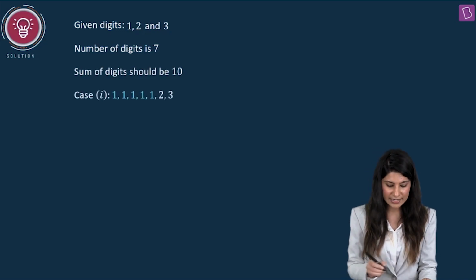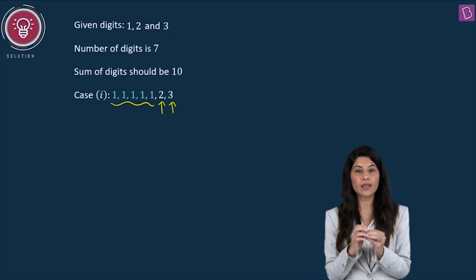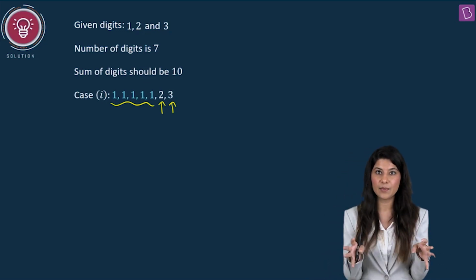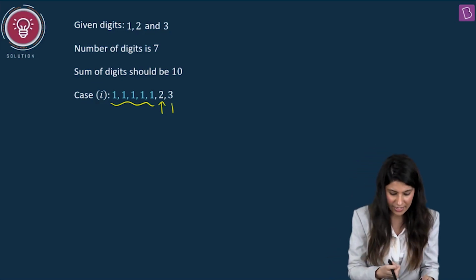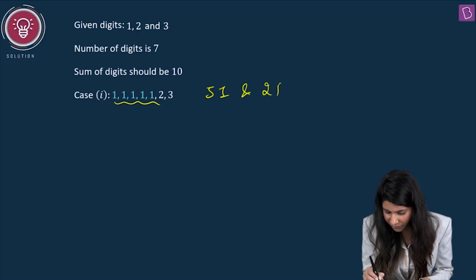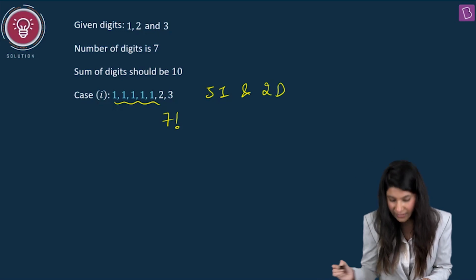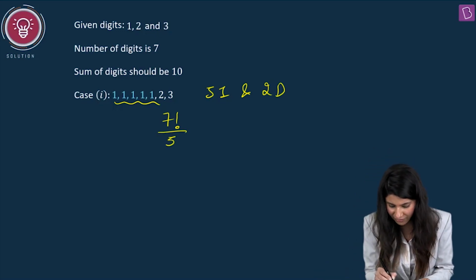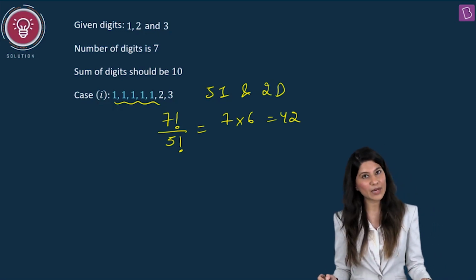Case number 1 is 5, 1, 1, 2 and 1, 3. Right, now we need to think about how we can arrange these numbers so that we can form multiple 7 digit numbers, right? So you can see that 5 identical and 2 different. Total 7 digits are there. So arrangement can be done by 7 factorial by 5 factorial ways. That is 7 multiplied by 6, that is 42. Case number 1 is sorted.